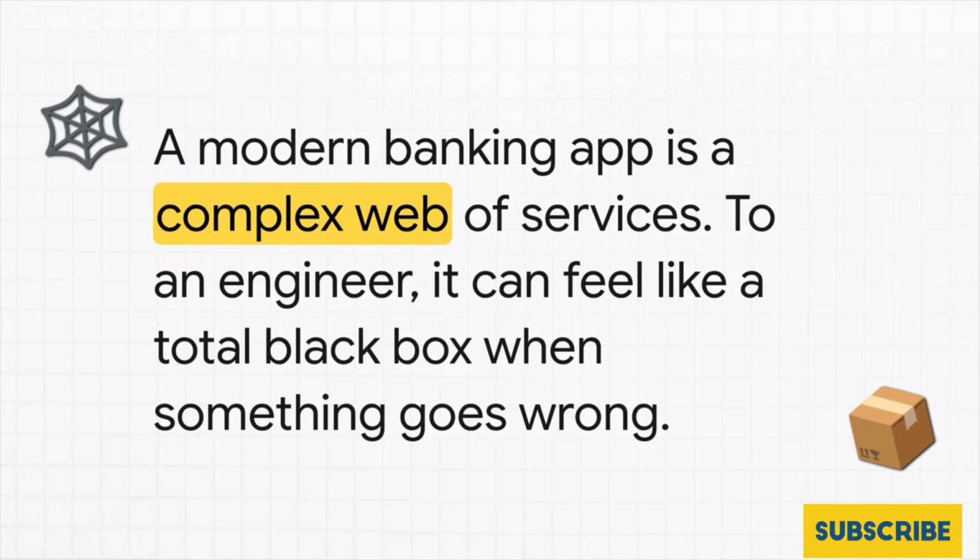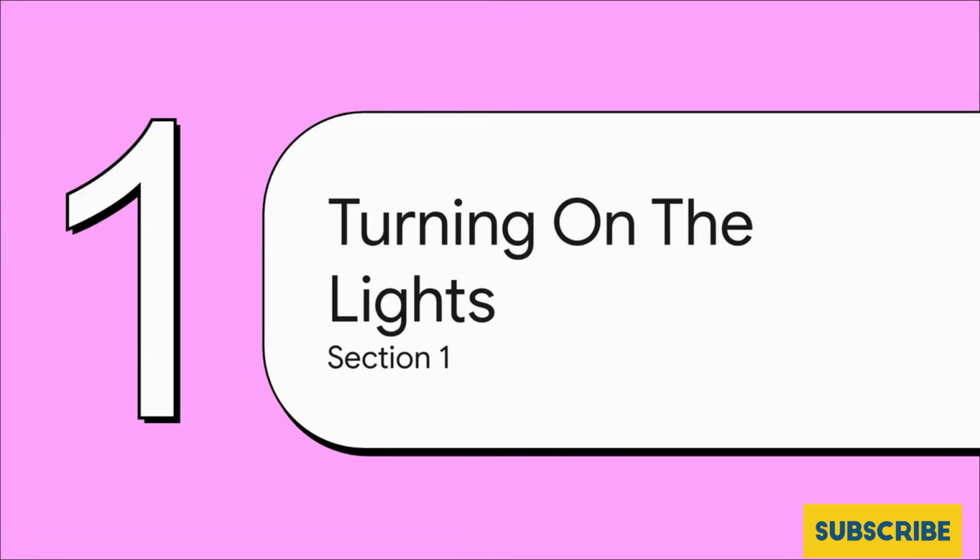From the outside, it is a total black box. So, how in the world do you fix a problem you can't even see? Well, you have to find a way to turn on the lights inside that black box. And that's where the key idea for today's explainer comes into play.